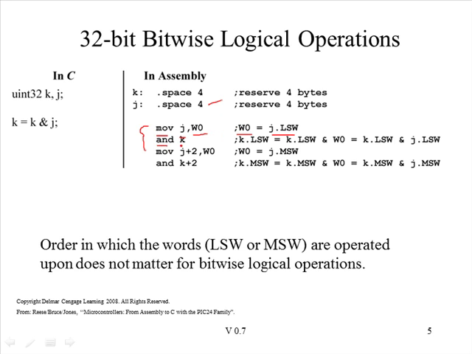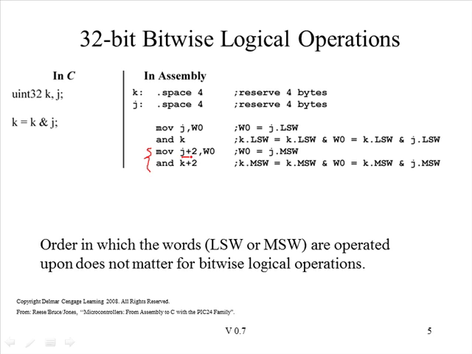We're then going to do an AND K. This is going to take the least significant word of K, AND that with the value in W0, which happens to be J dot least significant word as done by this instruction, and it's going to put the result back into K. The next 2 instructions will then do the most significant word.